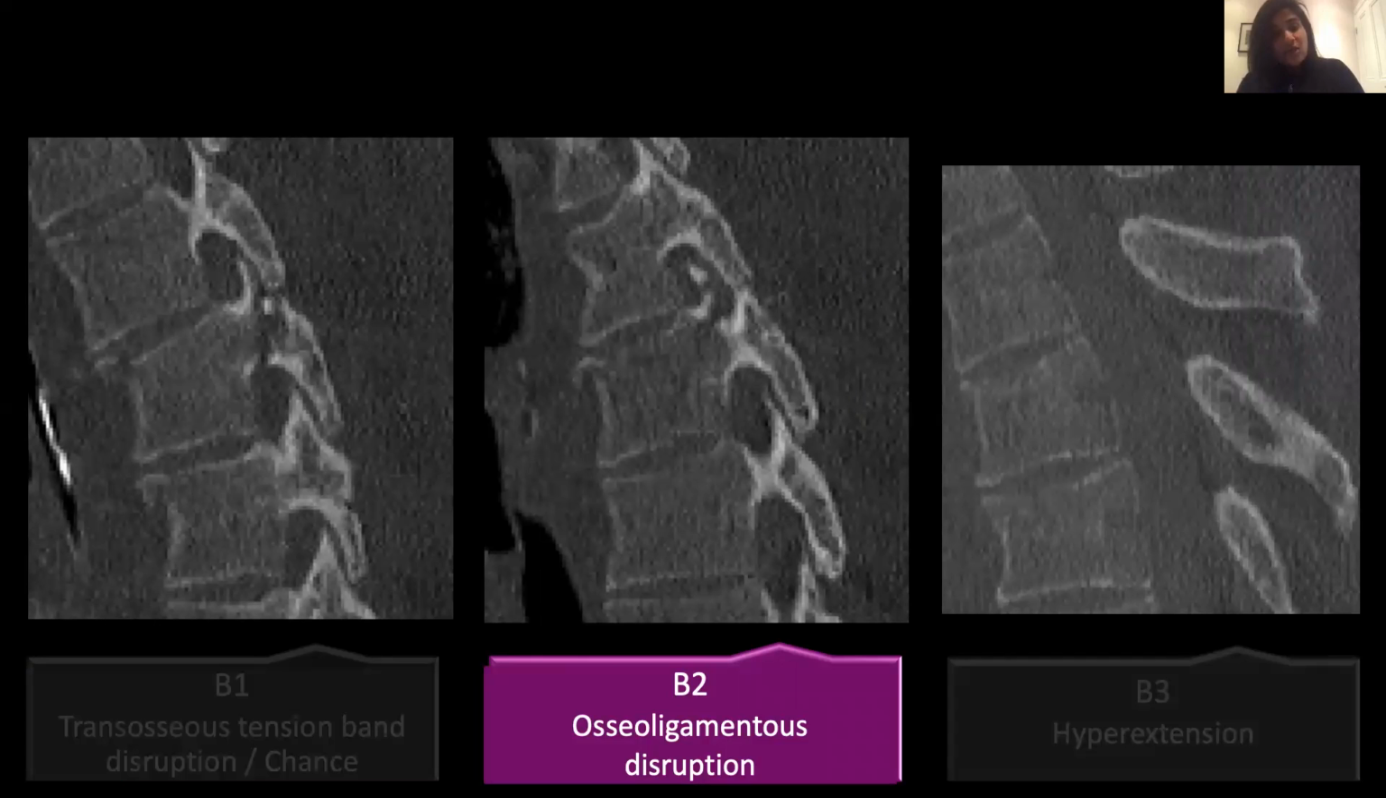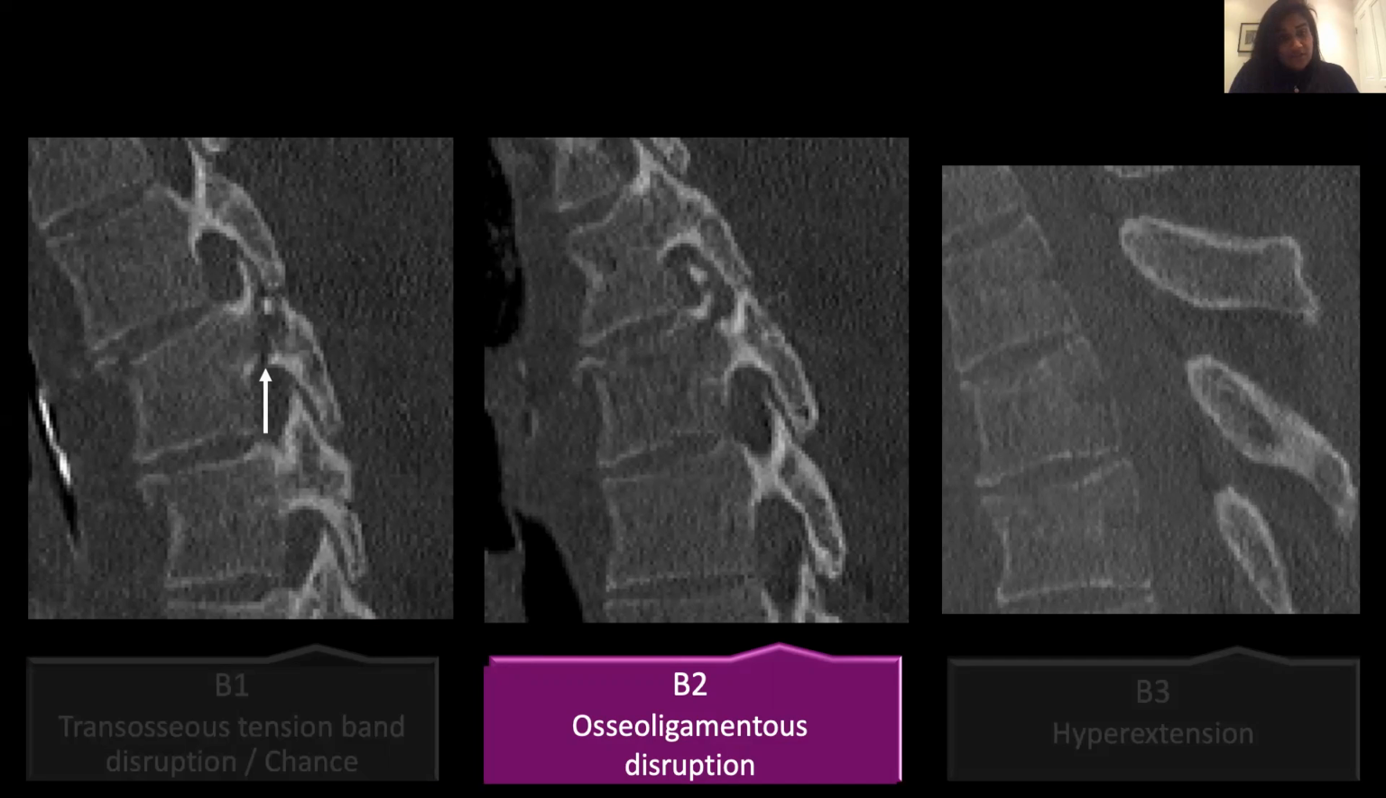Then the B2 is the osteoligamentous disruption, which is basically involvement of the bony capsuloligamentous structures, and they involve an intervertebral body level with disruption to the posterior tension band ligaments with or without the posterior bones, and usually complete separation of the capsuloligamentous or bony capsuloligamentous structures. And again, this can include the anterior structures. So in fact, a type A compression type fracture is often present, but that should be specified separately.